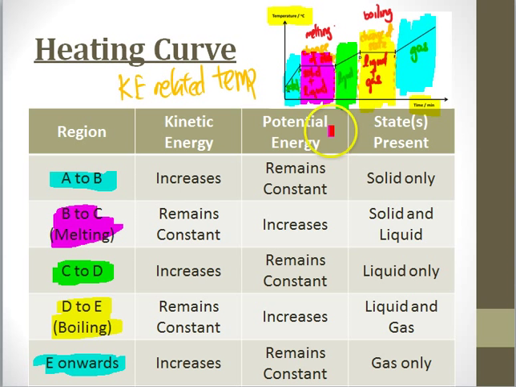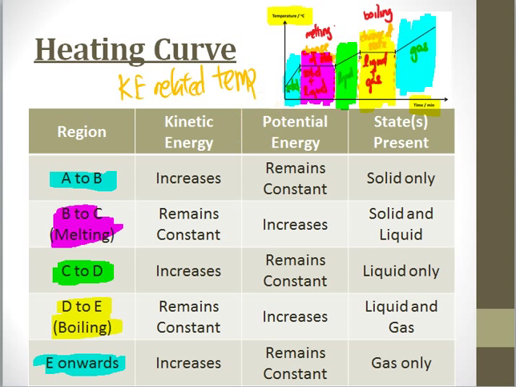So this is how you can look at the heating curve in terms of your kinetic energy, potential energy, and the states present. At each point, you can also know what states of matter are present. You can also know what is the process that's occurring. You must always know what is the process occurring at each of the flat lines. It will help you to differentiate what states of matter there are.